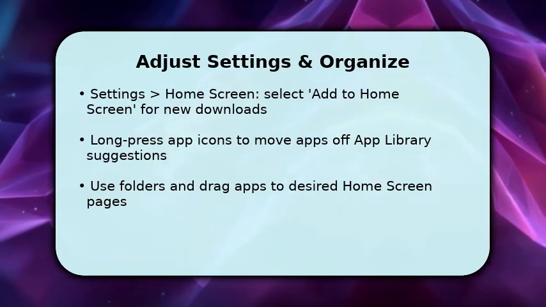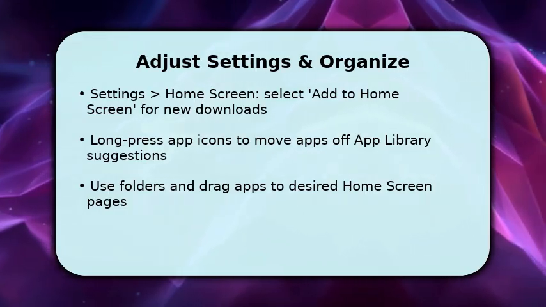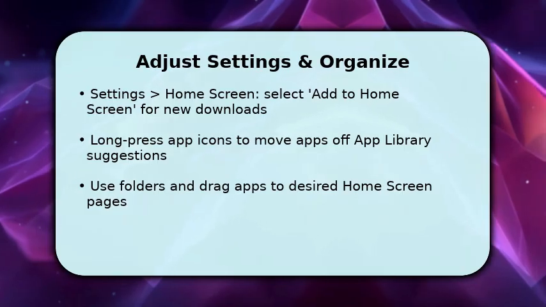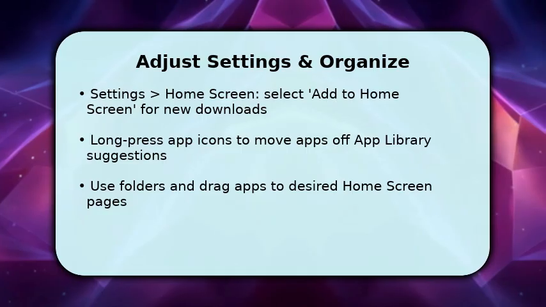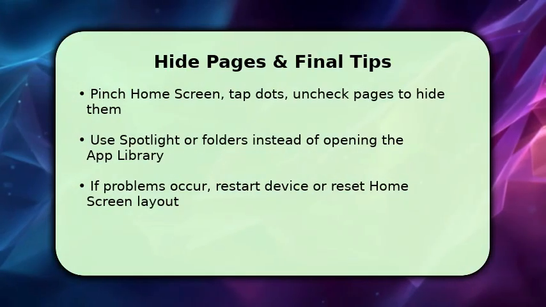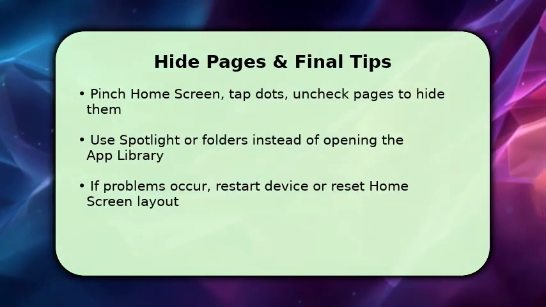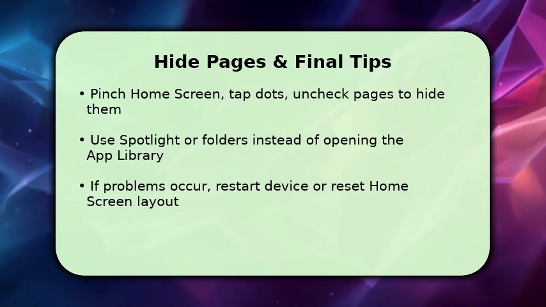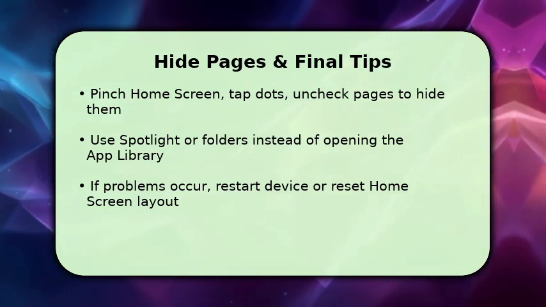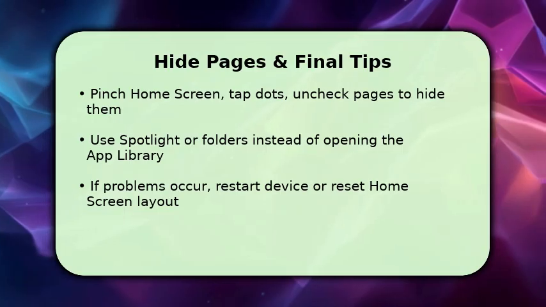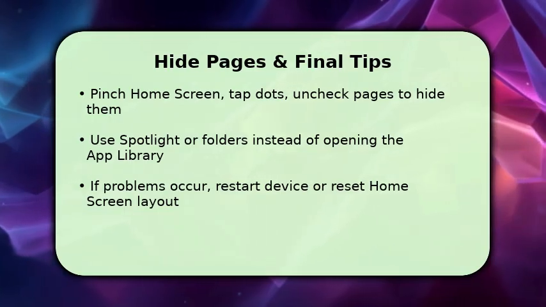Make folders with clear names and move icons across pages to recreate a home-only workflow, so you rarely finish by hiding unwanted home screen pages so your layout feels singular. Pinch the home screen, tap the page dots, and uncheck pages you don't want visible. This concentrates your apps where you expect them. Once done, rely on Spotlight search or organized folders rather than the app library.